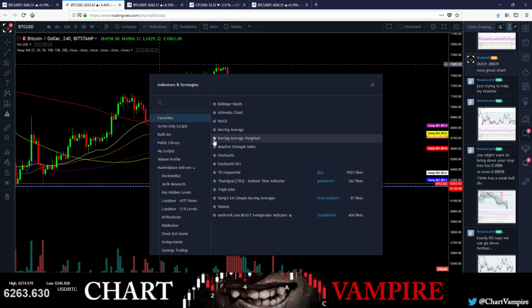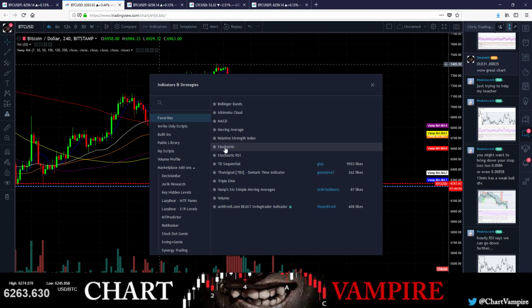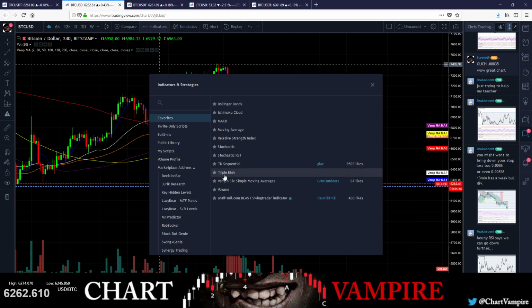Now, I don't use this one anymore, so I'm going to get rid of both of those. My RSI, you've got your Stoke and your Stoke RSI, right? Now, I don't really use the Stoke RSI anymore. I do use the TD sequential. I do not use this. I do not use that. We're going to get rid of all those. All right, there we go. So these are the ones that are the most important to me.